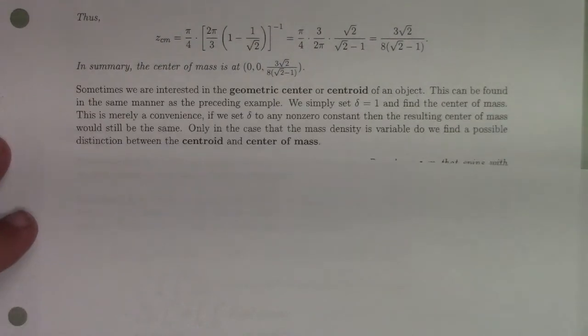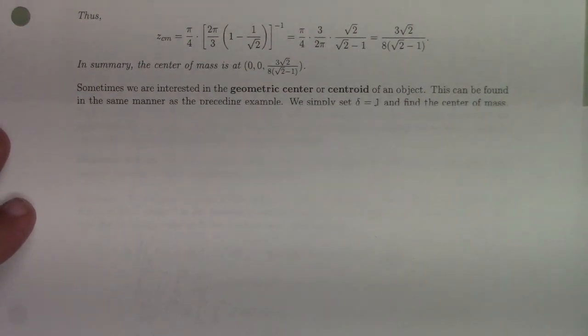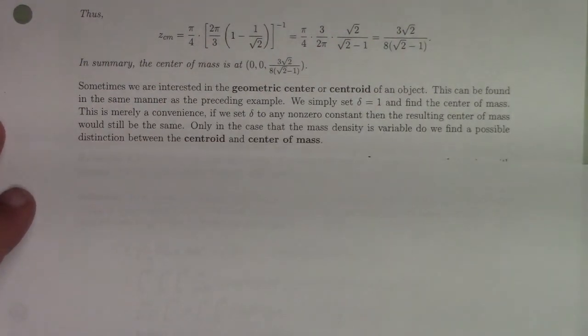So there you go. Now in this problem, we just calculated the center of mass, but that's the same as the centroid. The centroid is the geometric center, and it can always be found by assuming the density is 1. So again, centroid or geometric center assumes uniform mass density is one way of looking at it. But for a solid where the density was not constant, there could be a distinction between the centroid and the center of mass.